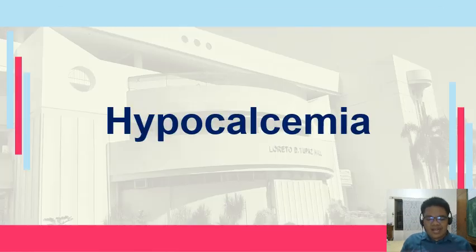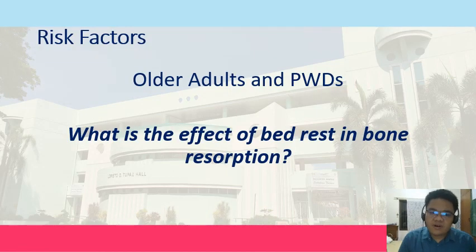Now, we'll be discussing hypocalcemia. There are several risk factors for hypocalcemia, common among older adults and persons with disability. But take note, the usual misconception is that if you have osteoporosis, you'll also have hypocalcemia. Take note that in osteoporosis, it is the general or total calcium in the body which is decreased. But it is still possible that patients with osteoporosis would have normal blood calcium levels. So it does not follow.